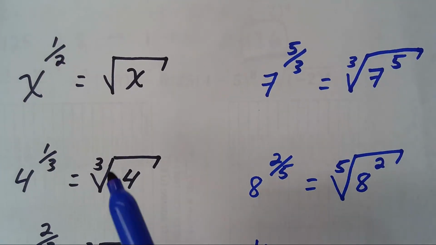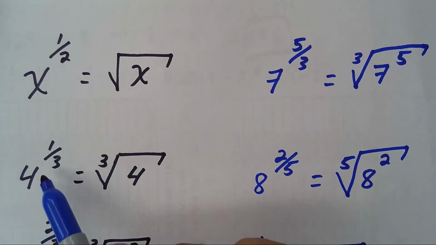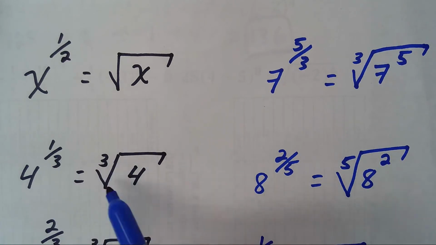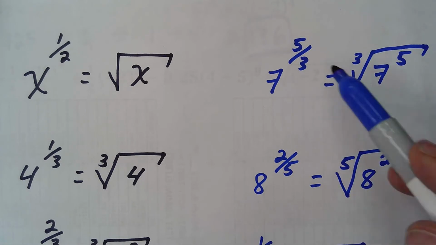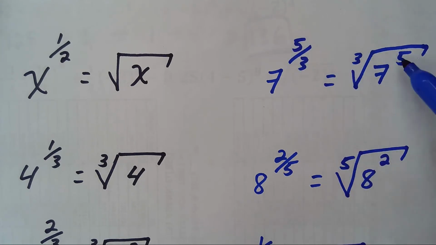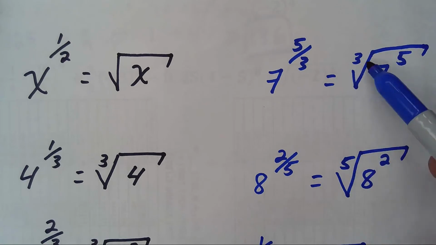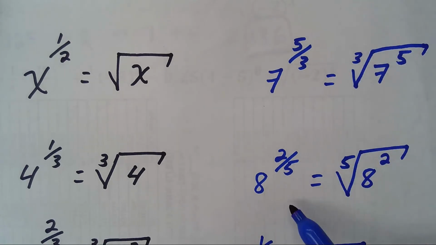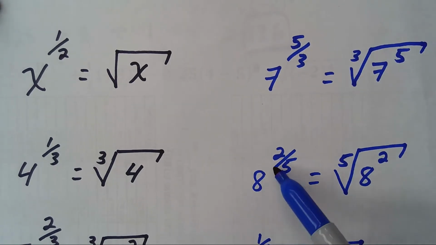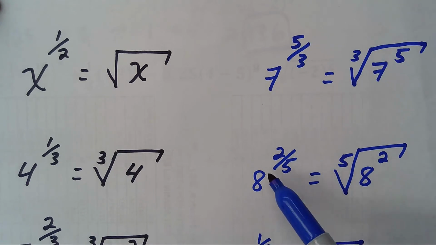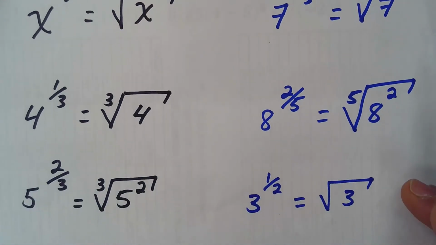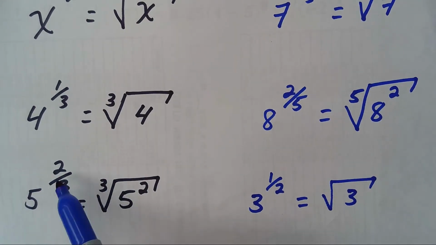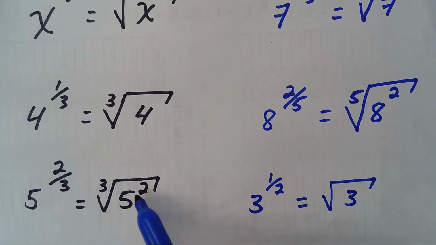Let's check some other examples. 4 raised to 1/3 is the cube root of 4. 7 raised to 5 over 3 is equal to: the number on top, the numerator, is the exponent of the number, and the denominator is the index of the root. The next one, 8 raised to 2 over 5, that will be 8 squared inside a 5th root. And the same with the last one: 5 raised to 2 over 3 is 5 squared inside of a cube root.